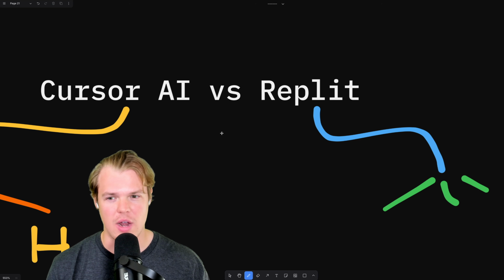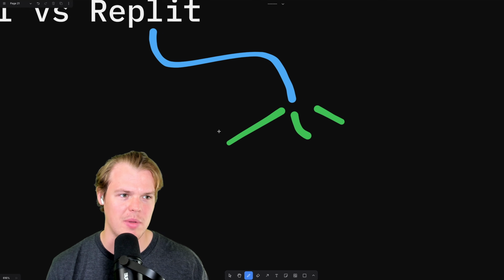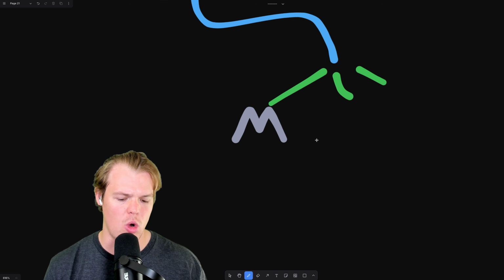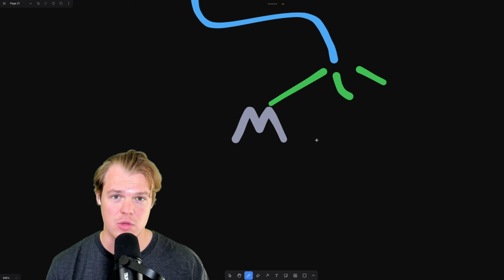And just to be clear, I think both these platforms are awesome. I just think they have very specific use cases. All right, so the situation of Replit is this. M. What does M stand for, Corbin? M stands for MVP, Minimal Viable Product. This is an amazing platform to push out an MVP.